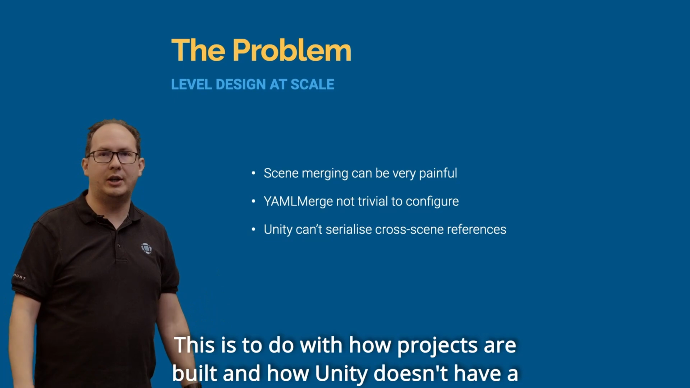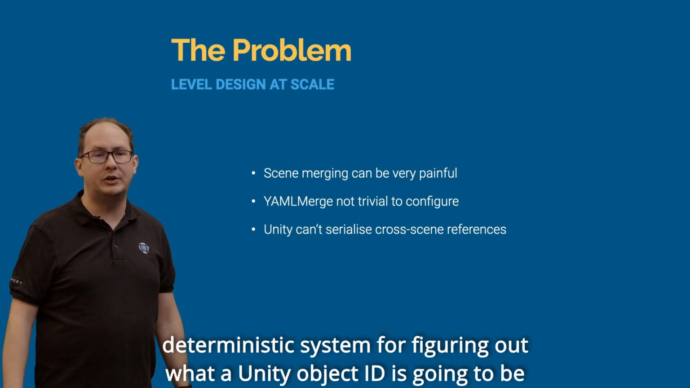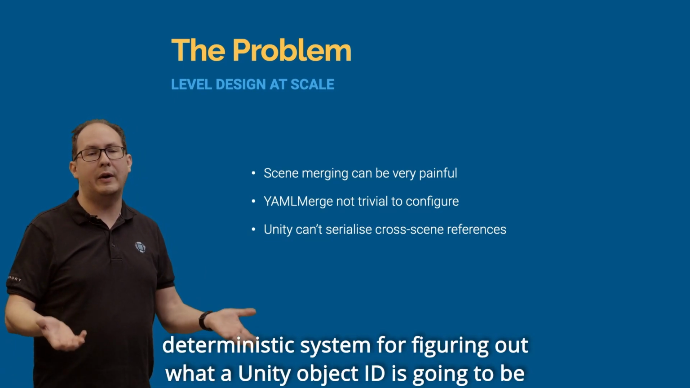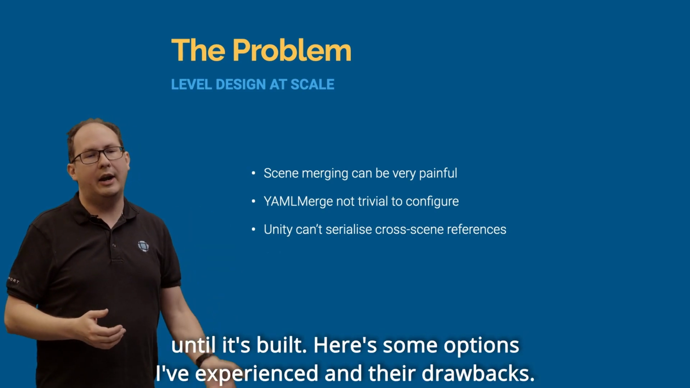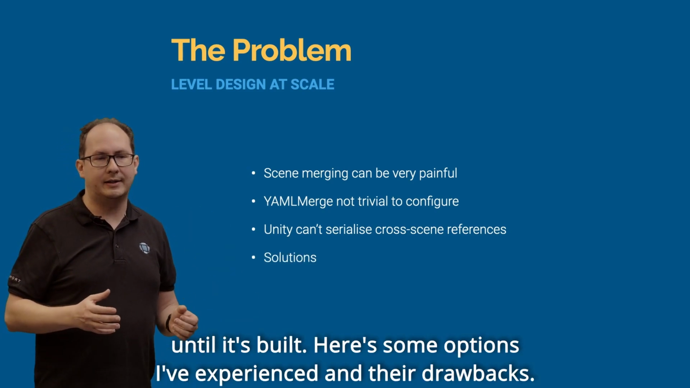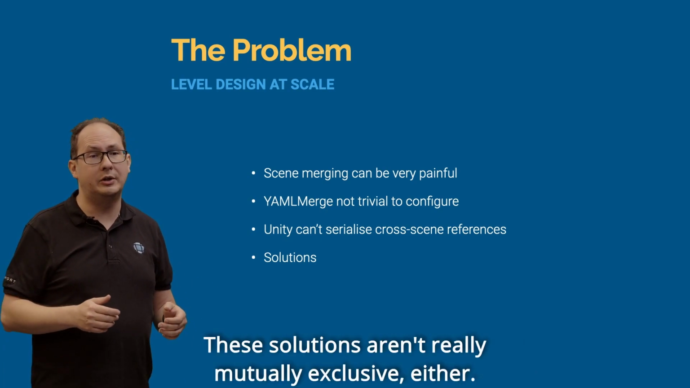This is to do with how projects are built, and how Unity doesn't have a deterministic system for figuring out what a Unity object ID is going to be until it's built. Here are some options I've experienced and their drawbacks. These solutions aren't really mutually exclusive either.